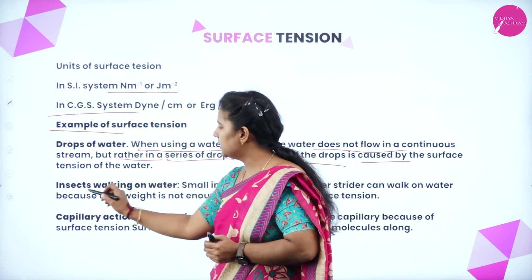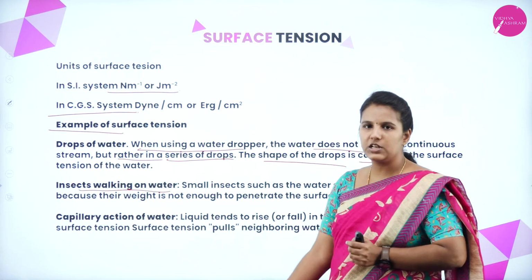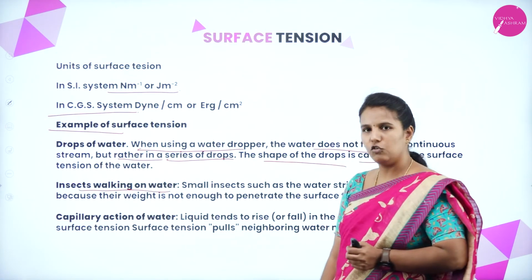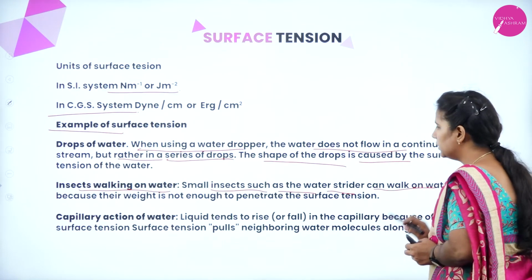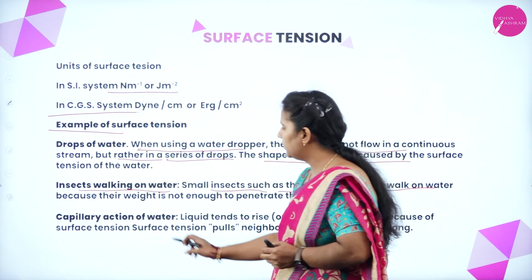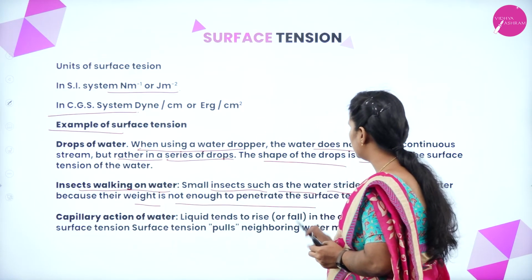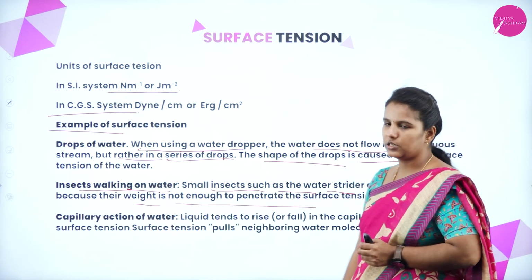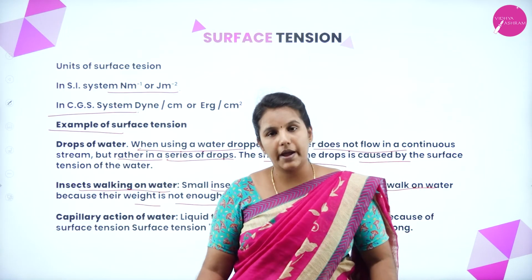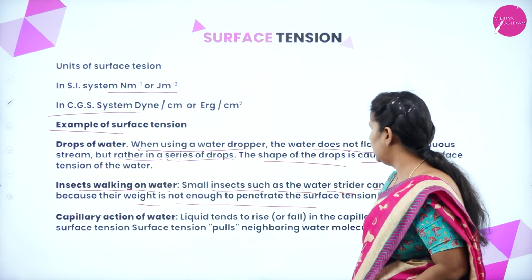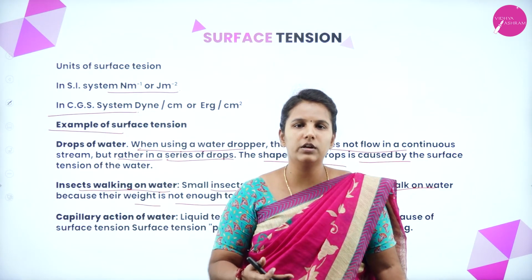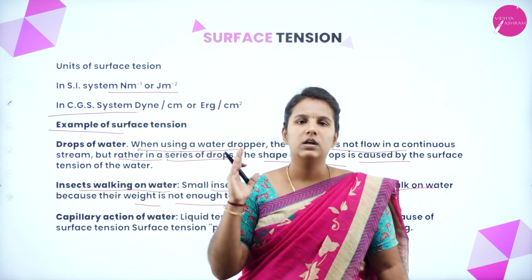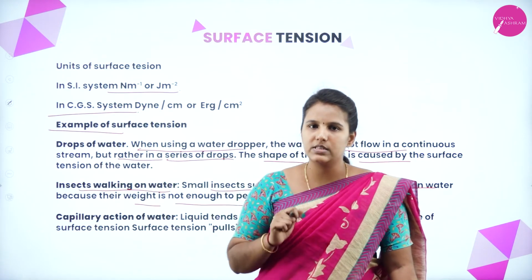We can also see the same thing in our daily life, especially insects walking on the water. Small insects such as the water spider can walk on the water because their weight is not enough to penetrate the surface tension. Similarly, you would have seen water spiders and other insects easily walk on the water because they don't have much weight to penetrate the surface tension.